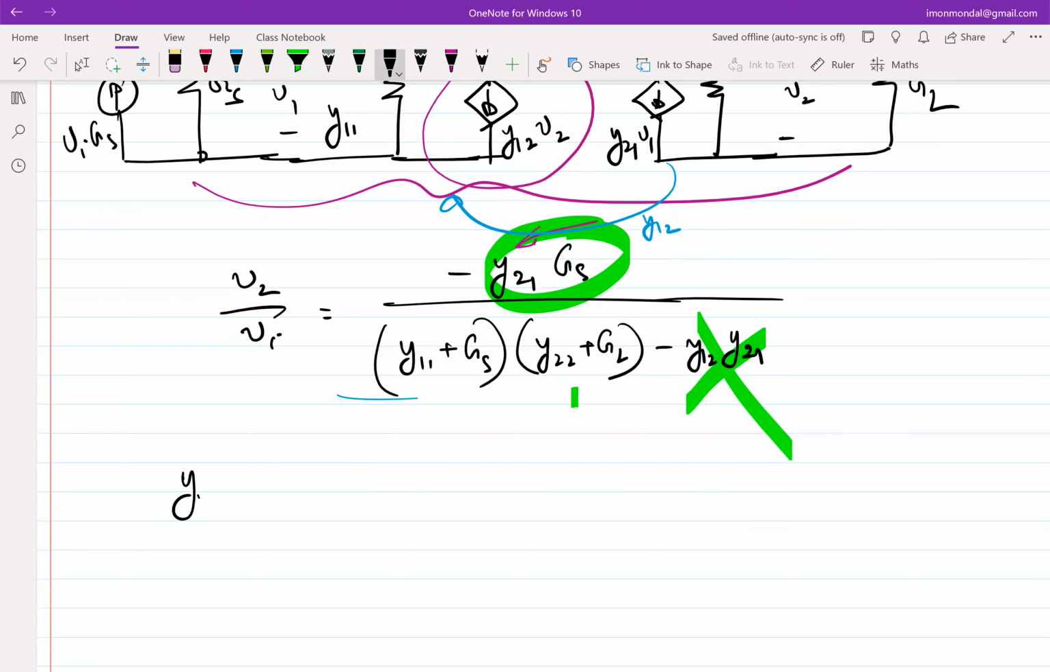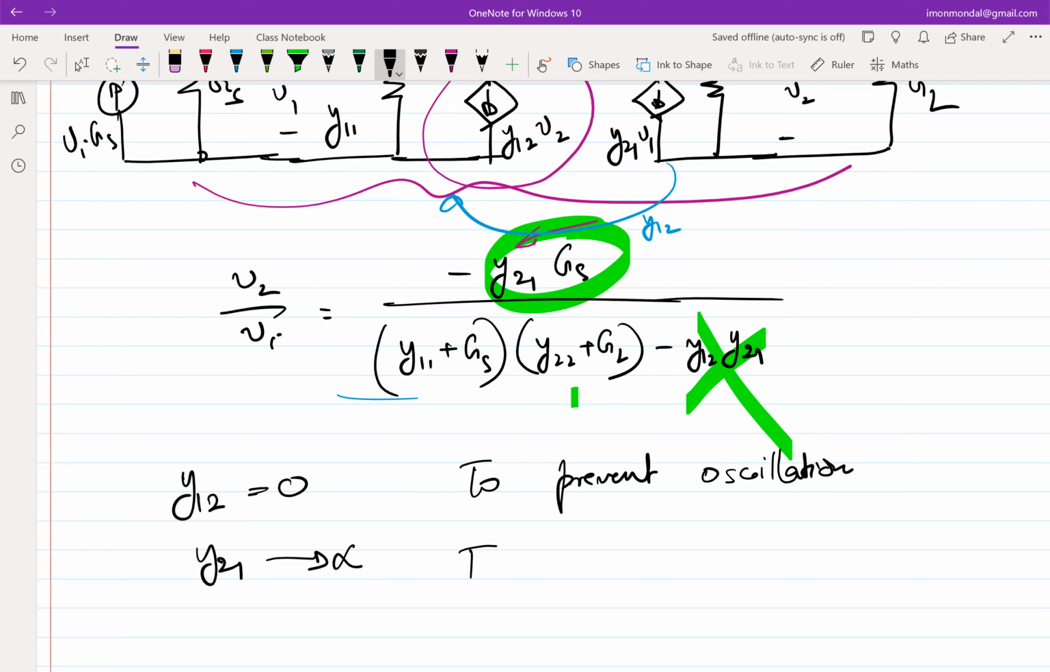So y12 equal to 0 to prevent oscillation, and y21 should be high. Now, can you comment whether y21 should be high or low? High, as high as possible, right? So y21 should tend to infinity because this is the forward transmission.